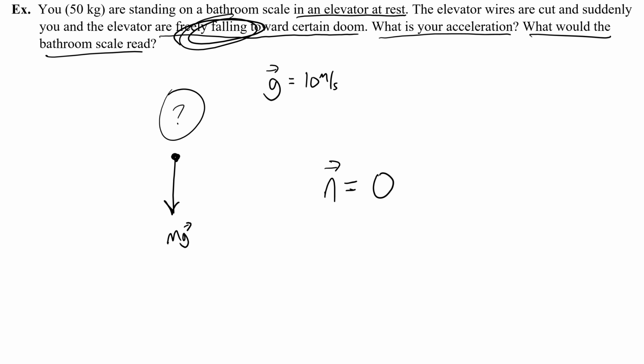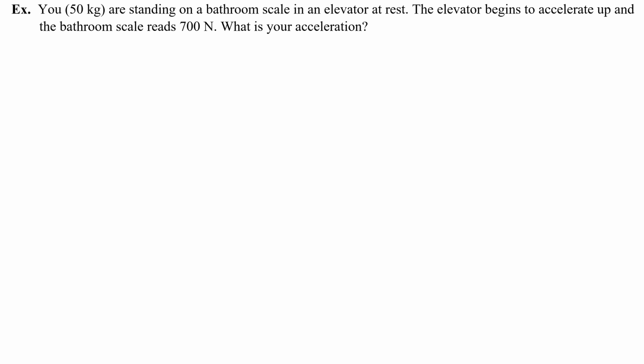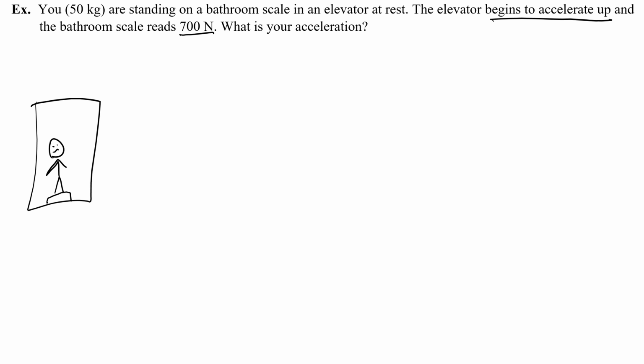Okay, let's change this up. You, 50 kilograms, are standing on a bathroom scale in an elevator at rest, okay? The elevator begins to accelerate up, and the bathroom scale reads 700 newtons. What is your acceleration? Okay, so here you are in the elevator. There's a bathroom scale on the floor. You're having a great time. Yay. Let's draw the free body diagram for you.